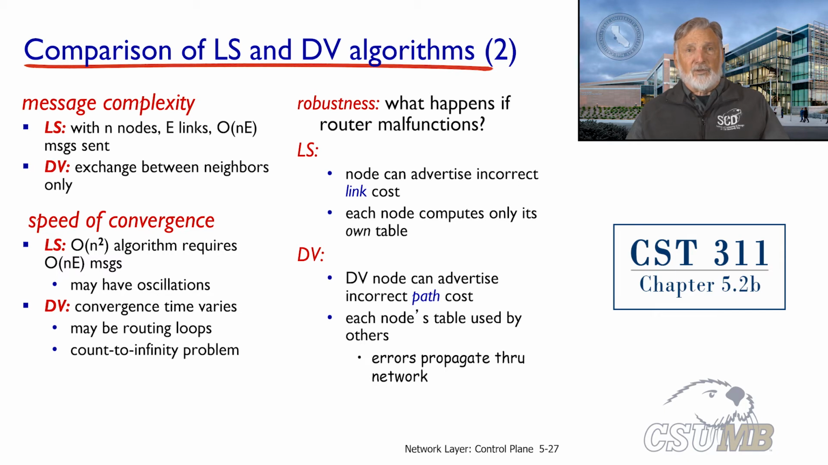The DV algorithm is sometimes called routing by rumor. A distance vector node can advertise an incorrect path cost. Since each node's table is used by other nodes, errors can propagate through the network. In the next video, we will look at OSPF, a link state protocol.